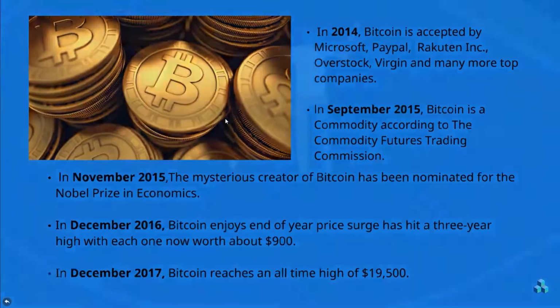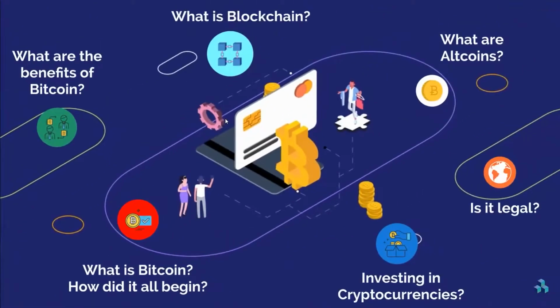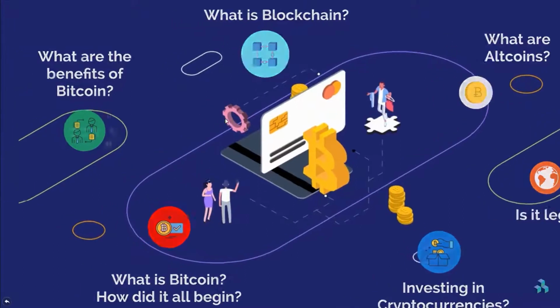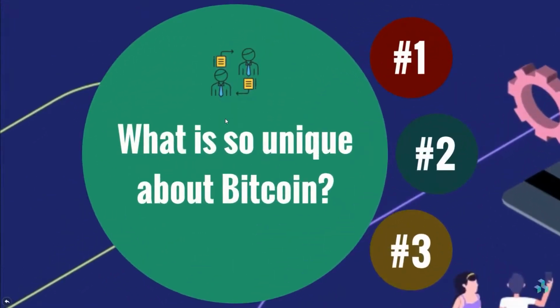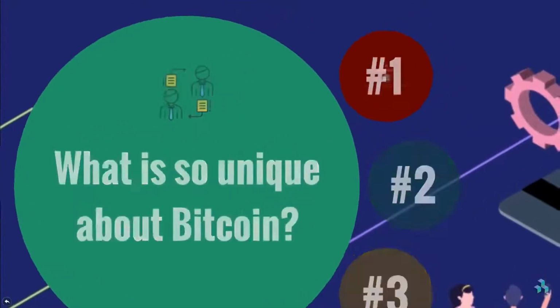All right, so this is just a base idea of what Bitcoin is. So what do you think would have caused the Bitcoin revolution, as we can say, to go so high, and the cost of one Bitcoin to reach $20,000? Let's look at the benefits of Bitcoin. So what is so unique about Bitcoin?